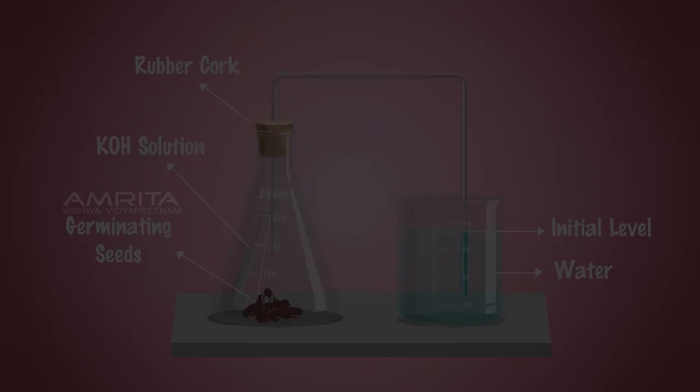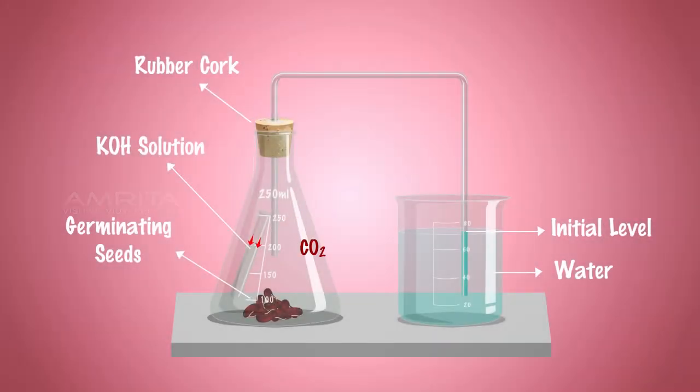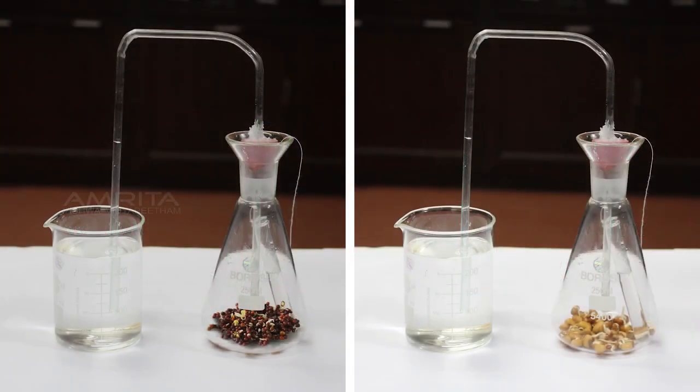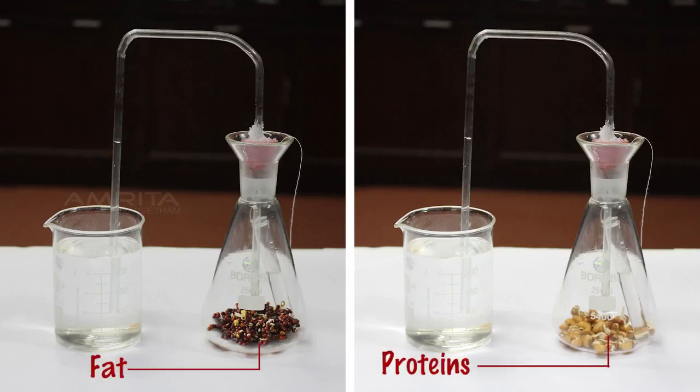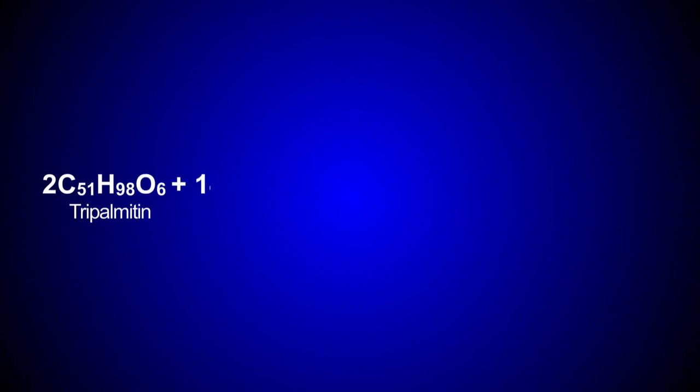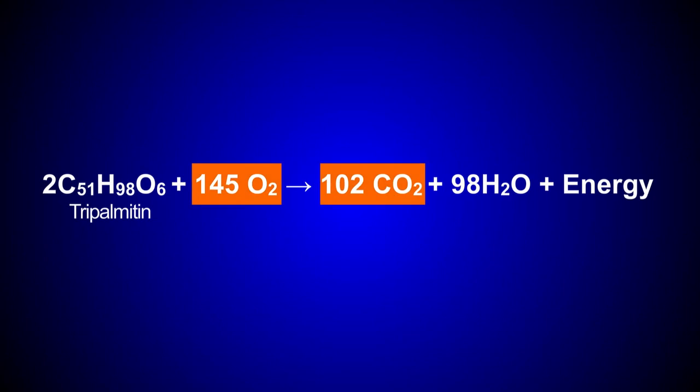Conclusion. The rise in water level at the end of the delivery tube dipped in the beaker proves that germinating seeds release carbon dioxide during respiration. In the case of mustard and bean seeds, the rise in water level is relatively lesser because these seeds use fat and proteins as respiratory substrate and release a very small amount of carbon dioxide.